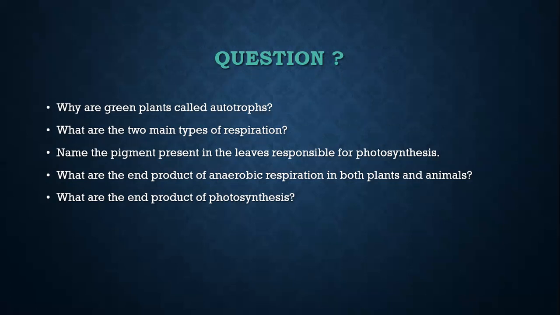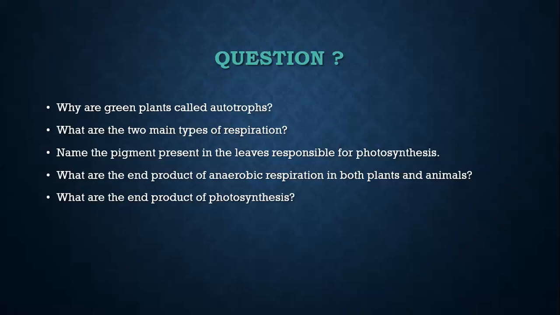Second, what are the two main types of respiration, as we have discussed in the video also? There are two main types of respiration. Their names are aerobic and anaerobic. Now the third: name the pigment present in the leaves responsible for photosynthesis. The pigment responsible for photosynthesis in leaves is chlorophyll.